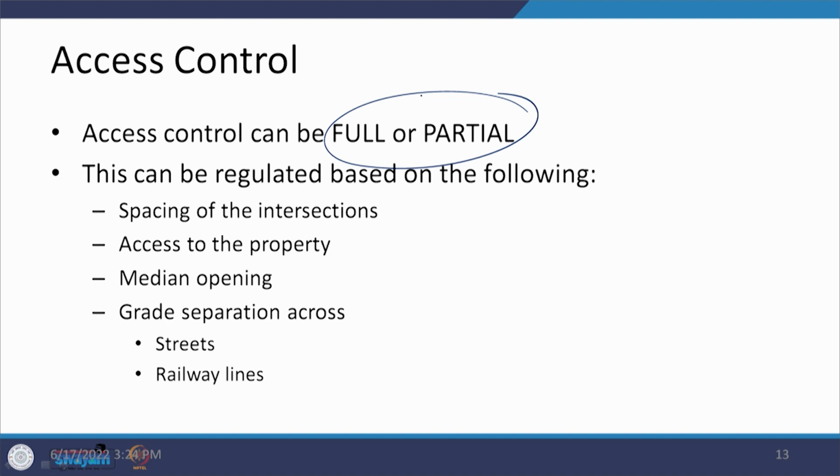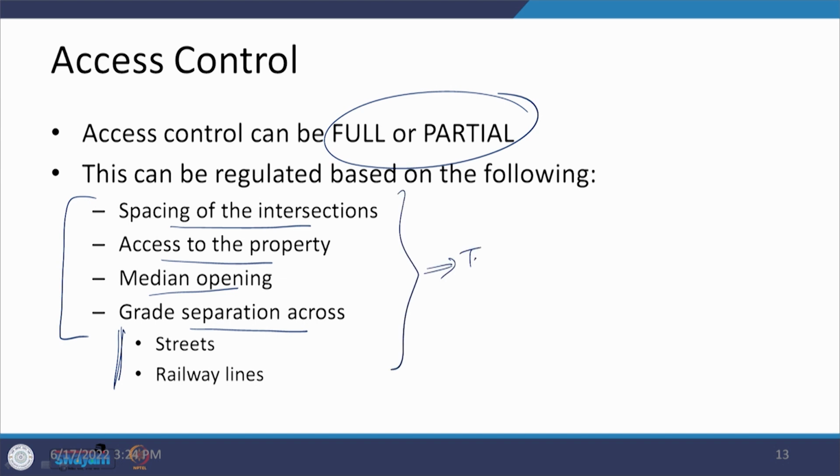Now, when we are exercising this in actual practice, there are these elements through which this access control is exercised. The very first one is the spacing of the intersections. Another one is the access to the property in the adjoining areas. Then the openings in the medians, at what level and at what distances they can be provided, and the grade separation across the streets and the railway lines. So, these are the four elements which we are going to talk about further, but all of these four elements are going to be looked at with respect to the type of road facility.